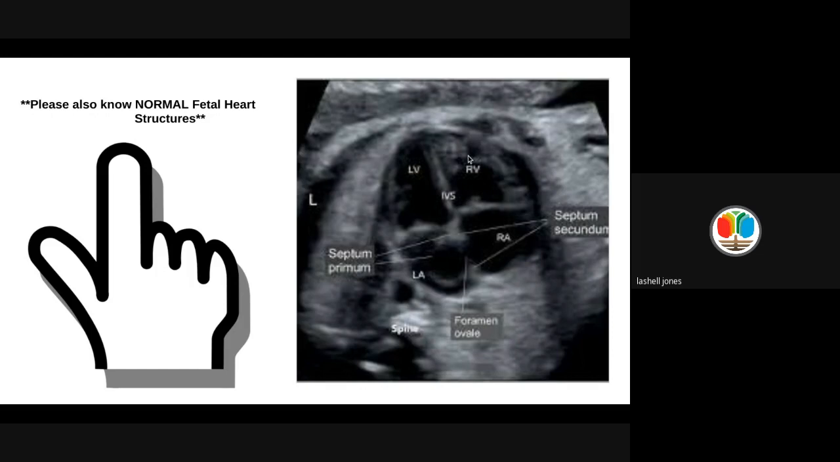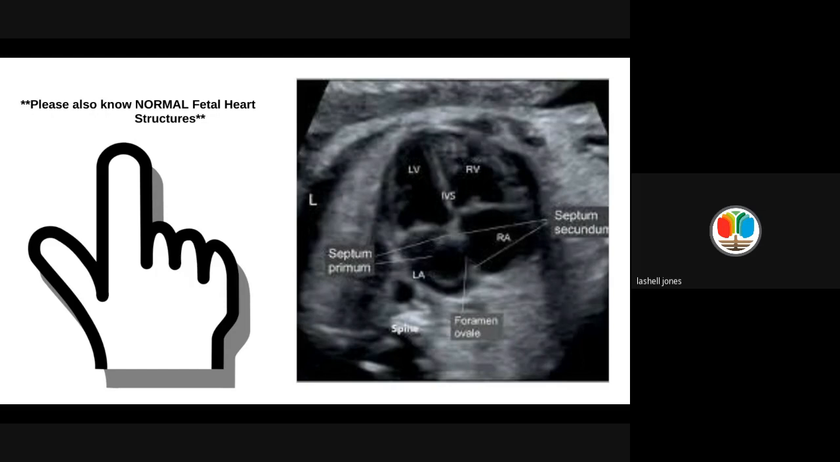So we have the moderator band for the right ventricle, the pulmonary veins for the left atrium. Remember the valves associated with each side, your mitral for your left side, your tricuspid for your right. Your tricuspid valve is slightly higher on the septal wall than the mitral valve. They should not be along the same. They should not be linear.